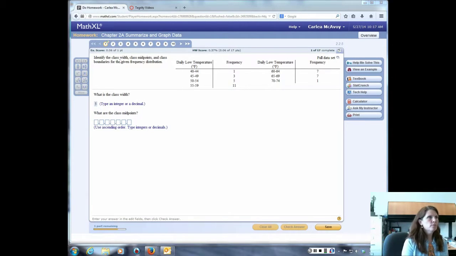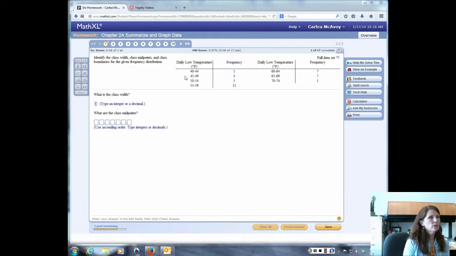So when you're asked the question, what's the class width? Here, notice we have 1, 2, 3, 4, 5, 6, 7 classes. The classes are each little category that we have. So we have 7 midpoints that we're going to find. And we also are asked, what is the class width?